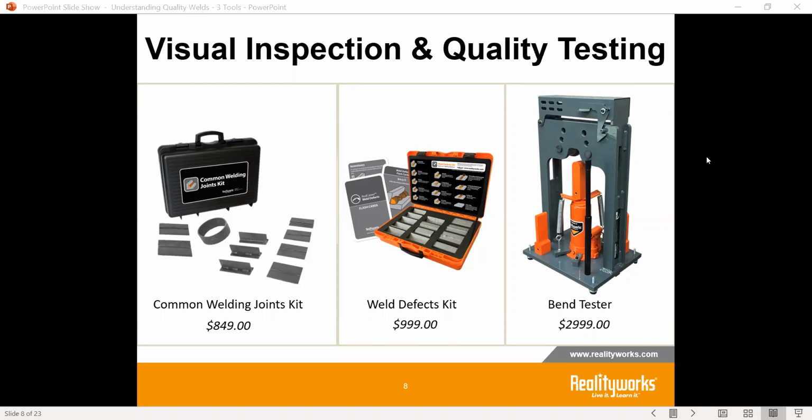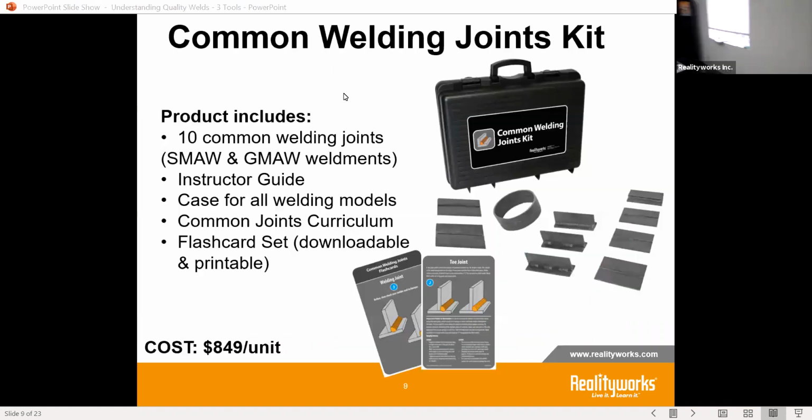And then our Bend Tester. Our Bend Tester is a manual bend tester that allows students to do quality testing, and walks them through how to set up and then how to actually do a bend test. So with this said, we're going to start with our Common Welding Joint Kit.